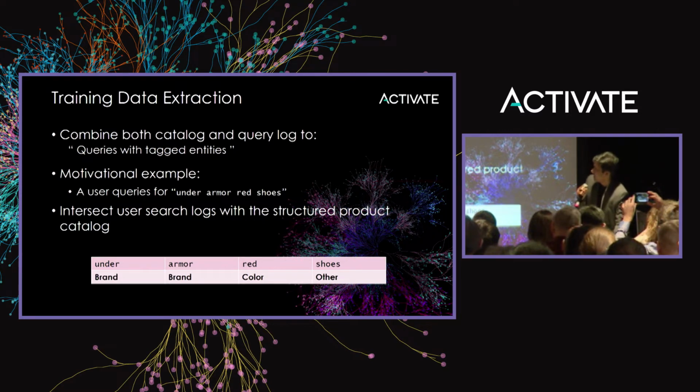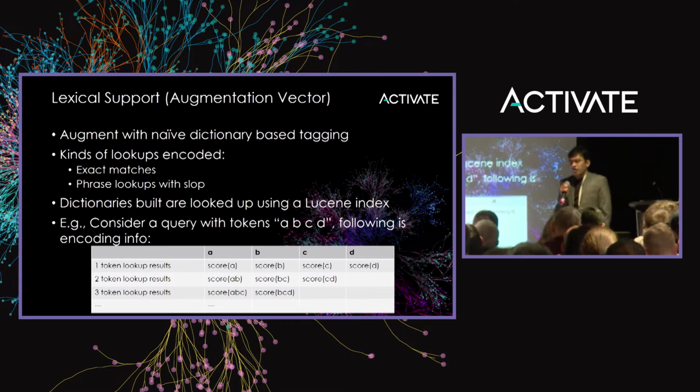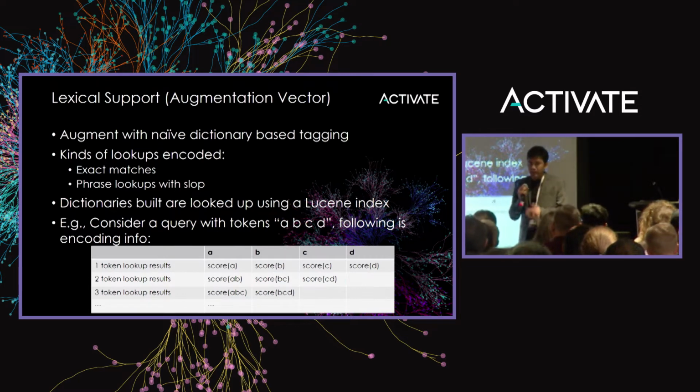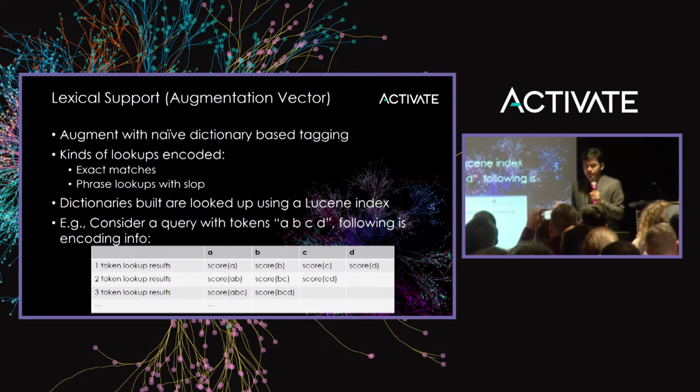So that's about the training data. And then the augmentation vector. This is one interesting thing which we attempted. Let's say there's a query. How would a human go about understanding what the entities in it are? If he knows what the query means, he would say this portion of it is a brand, and this portion of it is probably a color. But let's say it's a completely new query.